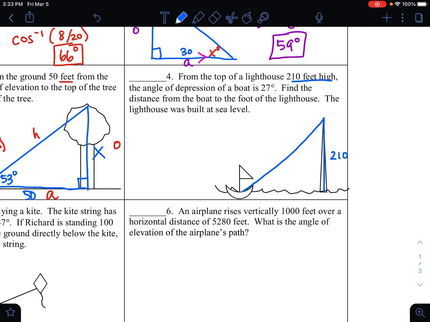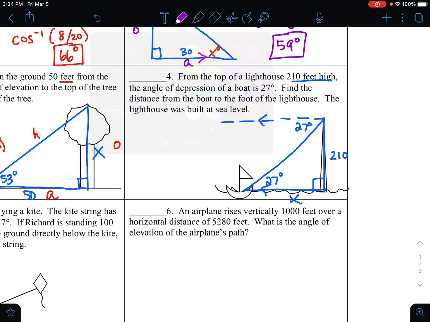But remember, the angle of depression is not right here because there's no horizontal. So I'm going to add over this kind of horizontal line of sight. So here is my angle of depression. This is where my 27 degrees goes. Find the distance from the boat to the foot of the lighthouse. So I'm finding this distance right here. I'm going to put X. There's my 90-degree angle. Now let's get the angle of depression in the triangle itself. These are parallel, so this is also a 27-degree angle by alternate interior angles.